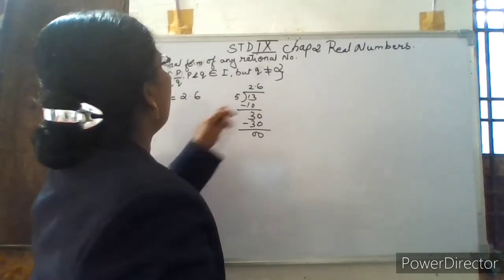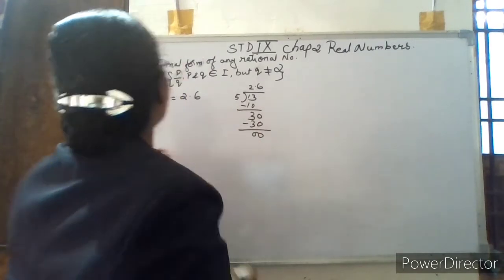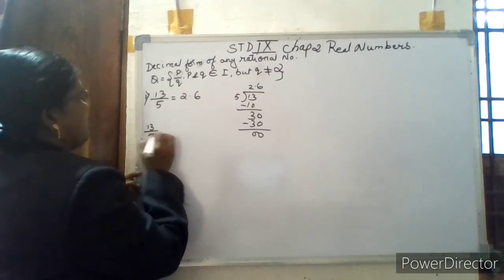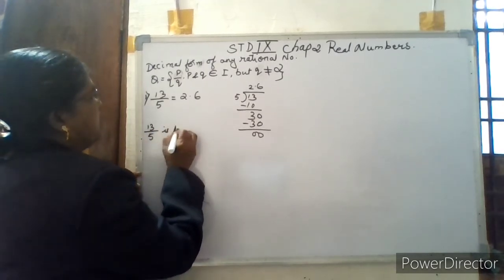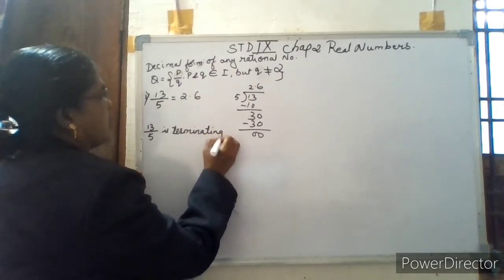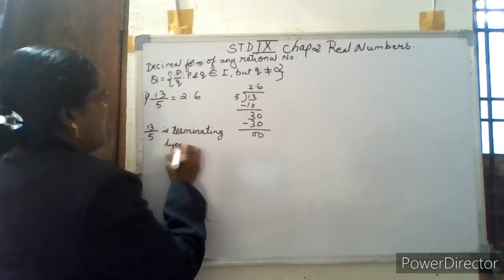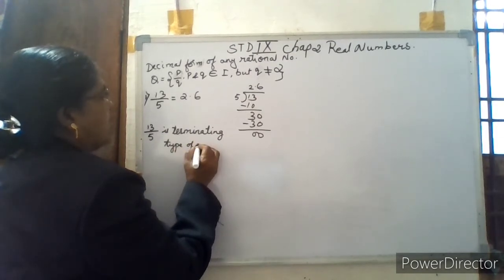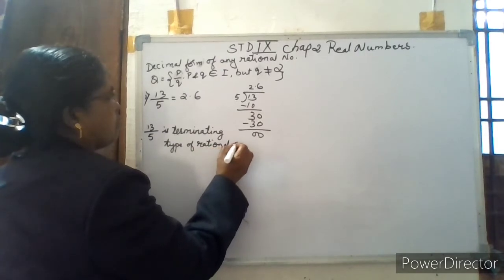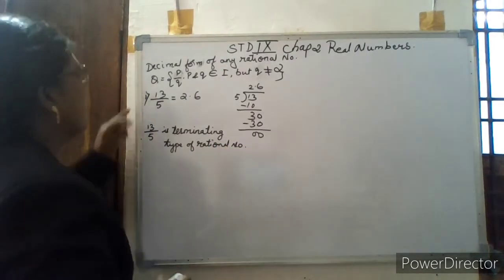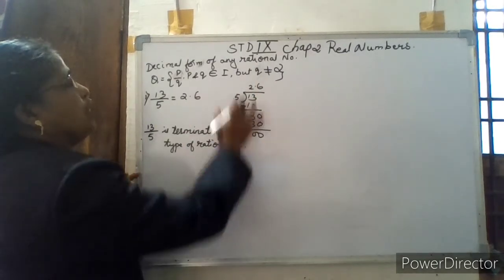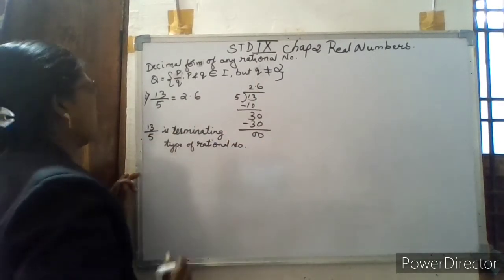Now you see the remainder is 0. That means 13 by 5 is a terminating type of rational number. When we get remainder 0 after division, it is fully divisible, so it is a terminating type of rational number.